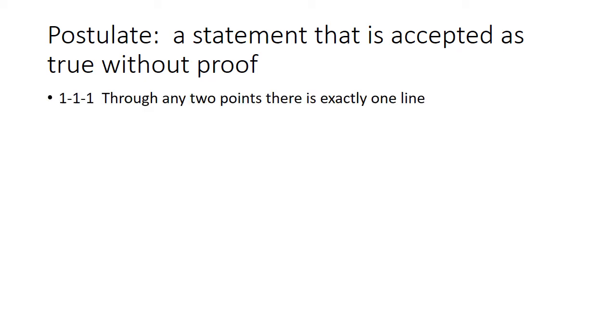So the first postulate that you're going to want to write down in your notes, make sure you can find it very quickly and easily, is that through any 2 points, there is only one line that is going to connect them. You're not going to have more than one line. If we have a point here and a point here, there's only one line that is going to connect them.